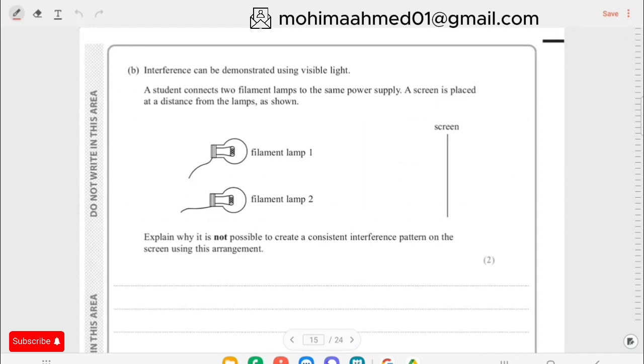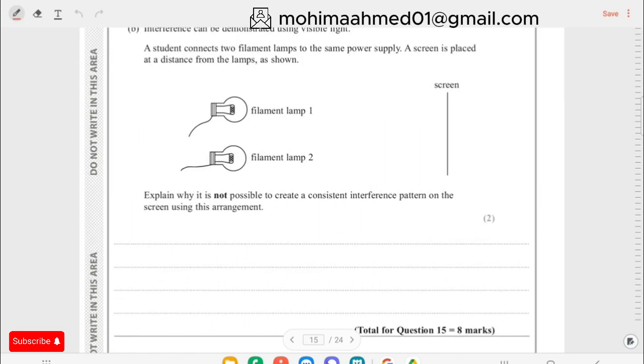It says that the interference can be demonstrated using visible light, and a student connects two filament bulbs to the same power supply, and a screen is placed at a distance from the gap. Explain why it is not possible to create a consistent interference pattern on the screen using this arrangement. Because in this situation the lights are not coherent. Coherent means that the light waves need to be in phase and have the same frequency, right? They are moving with the same speed, as light always travels with the same speed, but other than that they're not in phase and they're not from two coherent sources, so we cannot consider this as an example for interference patterns.